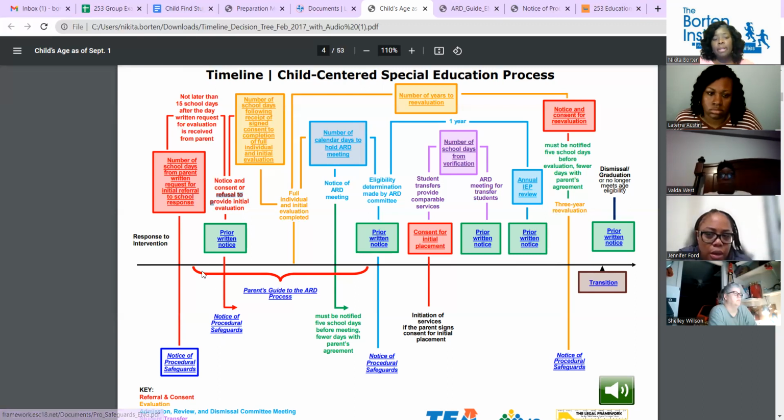Okay, I have a question really quickly. Yes. So that right there where it says notice and consent or refusal provide, that's what we call our referral meeting. So after we have our referral meeting, then we're supposed to send a letter just confirming what we discussed at the referral meeting. And we even send the consent? Yes, that's called prior written notice.